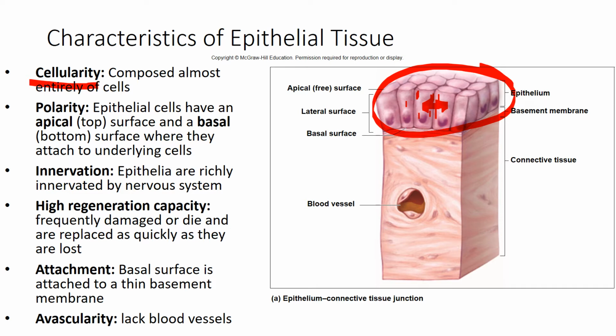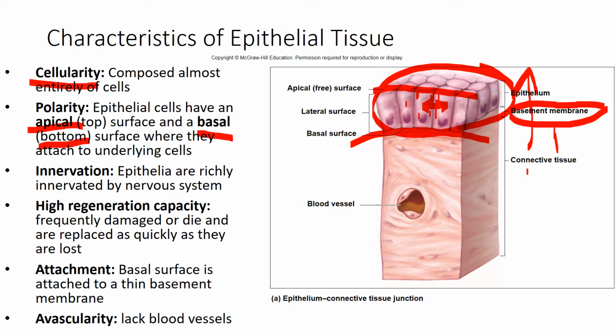Okay, next thing is polarity. So these are going to have a top or apical surface and a bottom or basal surface. So the top is going to be where the cells are going to migrate, and then here at the bottom, the basal surface, what we have is that it will be attached to this basement membrane, which is going to be made up of connective tissue.